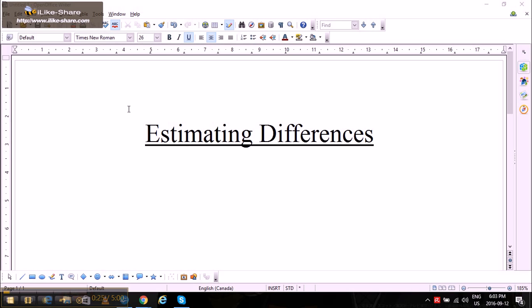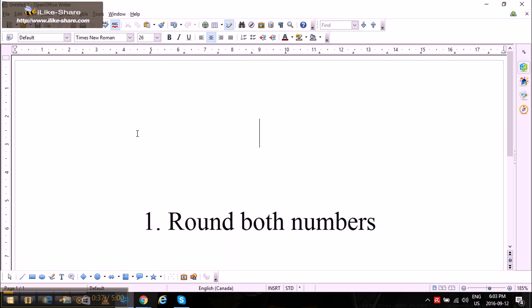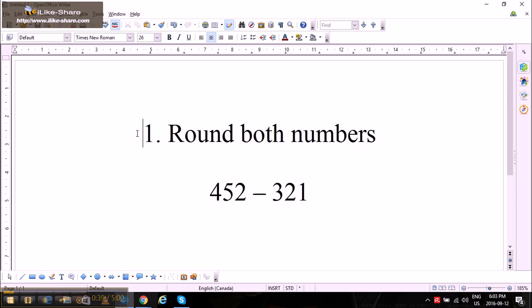We're going to be rounding our question so we have an idea what the answer is when we subtract. All right, now there's two ways to do this, and we're going to be looking at both ways today, okay? So the first way is to round both numbers. All right, so I have two numbers here. I totally made them up, but we're going to do our rounding.